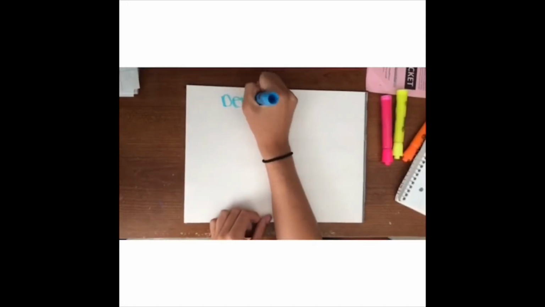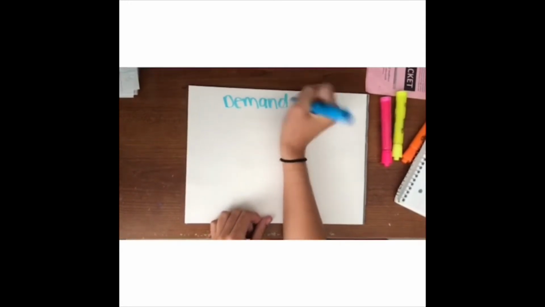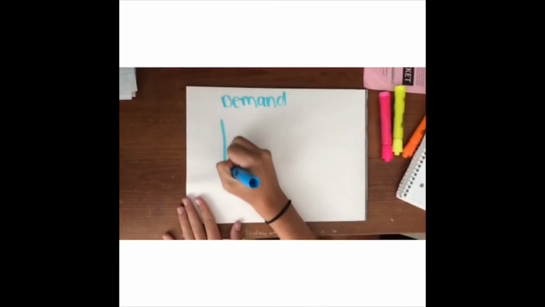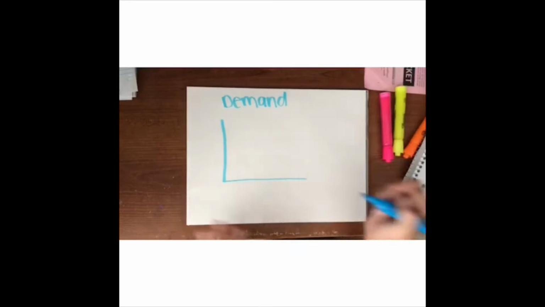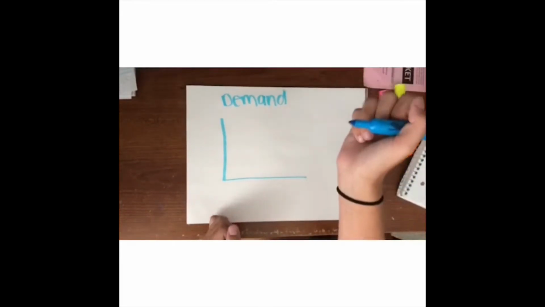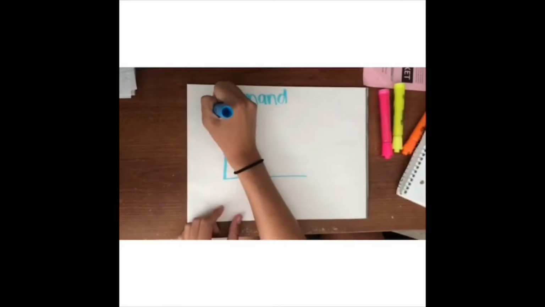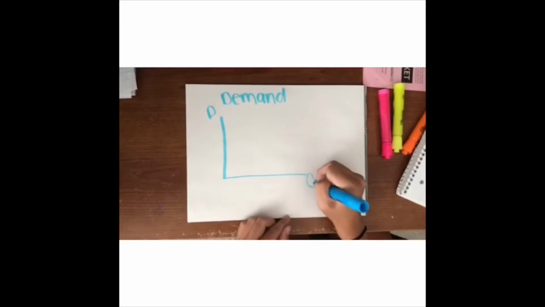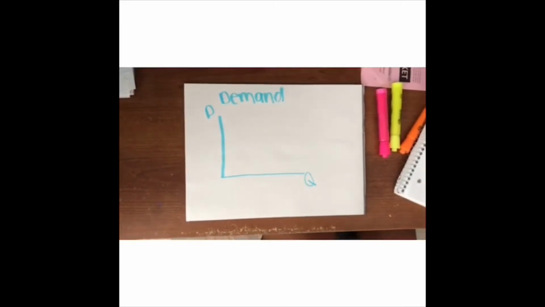Hey guys, it's Abby, and I'm going to be talking to you about demand and supply. Okay, so first we're going to talk about demand. And I'm going to show you how to draw a demand graph. So first, we draw the X and Y axes. The Y-axis is price, and you can just put P, and the X-axis is Q for quantity.